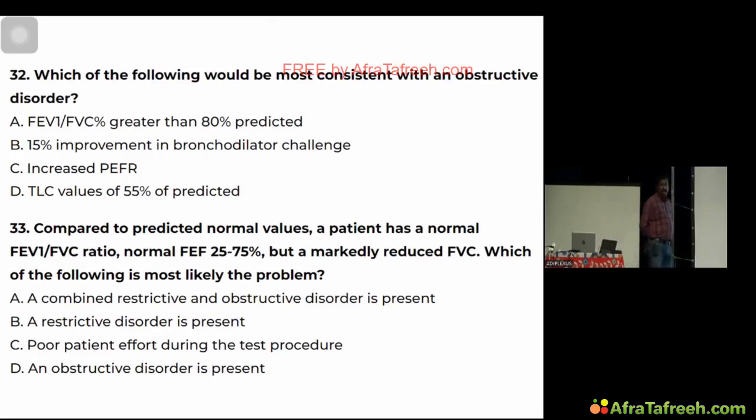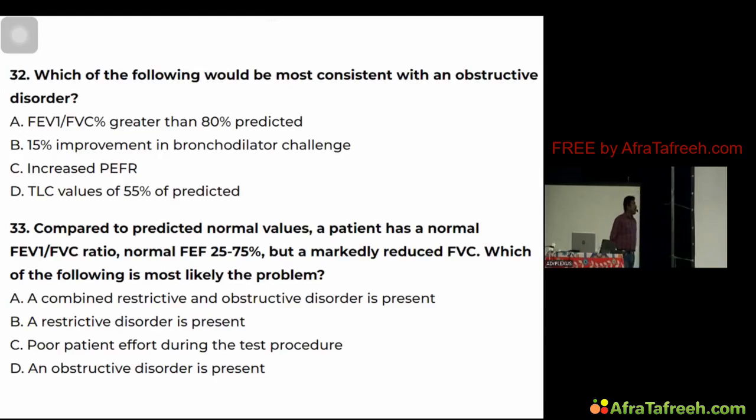FEV1/FVC should be less than 80% predicted. TLC should be increased in obstructive airway disease. A 15% improvement post bronchodilator challenge tells that it is a case of asthma. That is, it is a reversible condition.